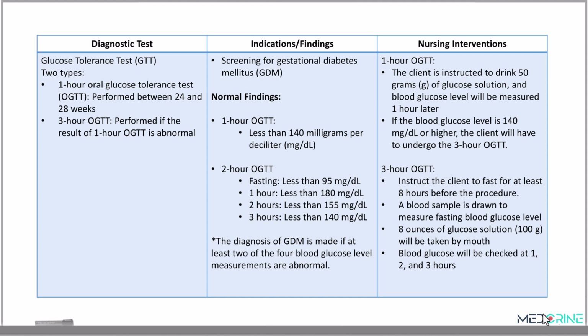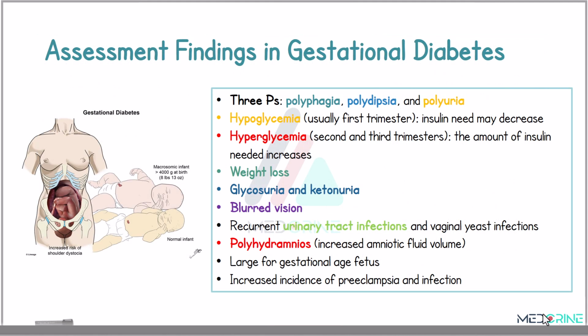In a 3-hour oral glucose tolerance test, a patient is instructed to fast for at least 8 hours before the procedure. A blood sample is then drawn to measure the fasting blood glucose level, and this patient will be given 8 ounces of glucose solution, that is approximately 100 grams, to be taken by mouth, and a blood glucose will then be checked at 1 hour, 2 hours, and 3 hours.